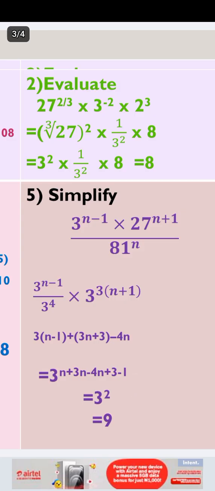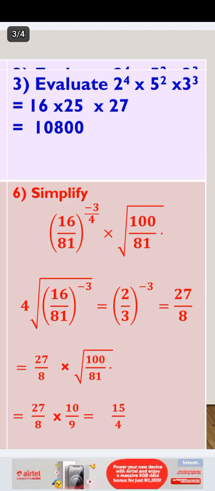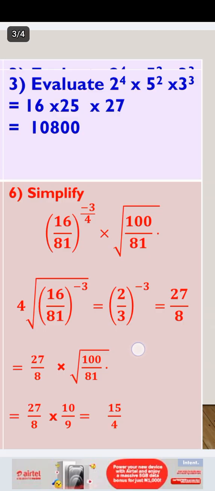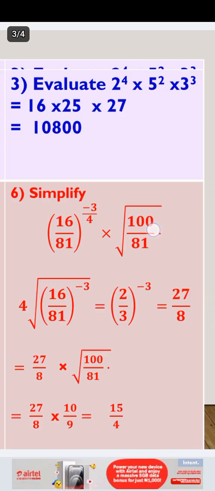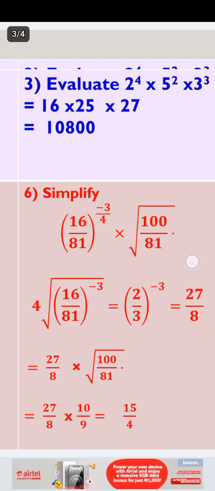Now, let us go to the last question in this series. The last question says simplify. That is the question in red, or what I call orange. And the question in orange says simplify 16 over 81, open brackets and close, raised to power minus 3 over 4, times the square root of 100 over 81.